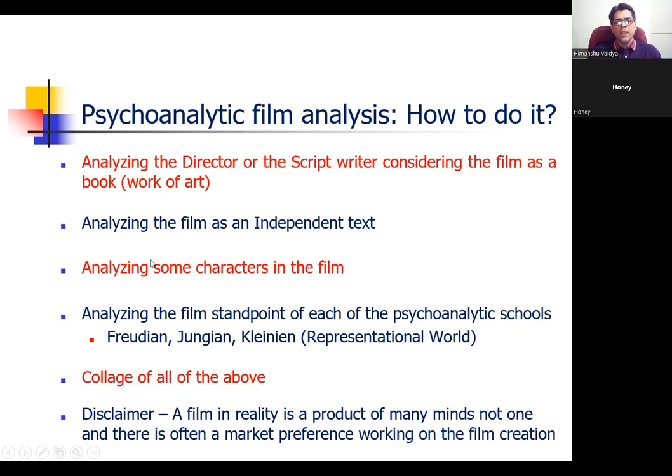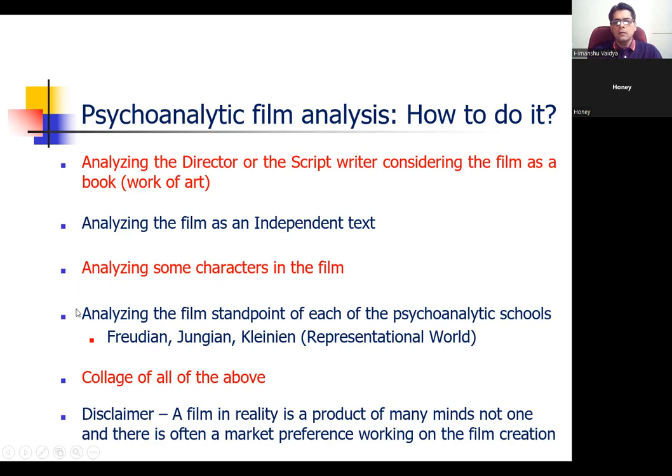Third method, we can just analyze using psychoanalysis some characters in the film. So in our situation, we can just focus on Sherlock Holmes, Dr. Watson, or Irene Adler and just do psychoanalysis of these characters. That can be the third way of doing psychoanalysis of the film.